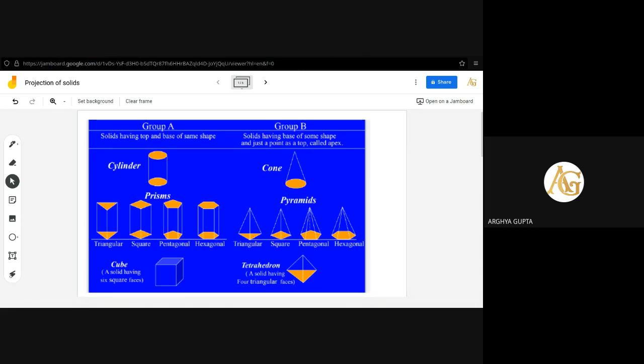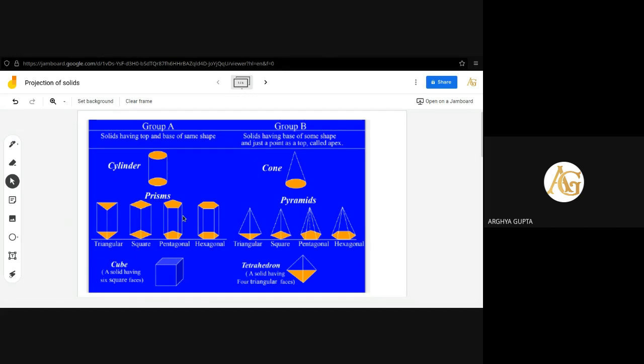You can make a lamina by taking a paper cutting. As the paper cutting has negligible width, it can be taken as a lamina. But here we will take the solids. Now, as you can see on my board, there are solids.